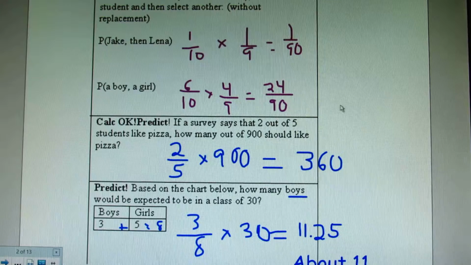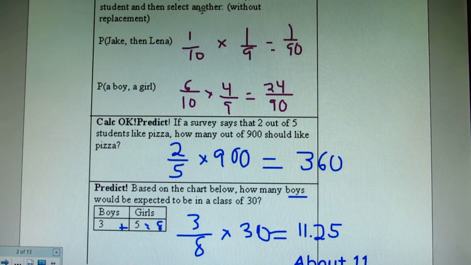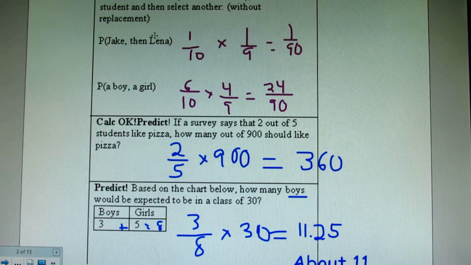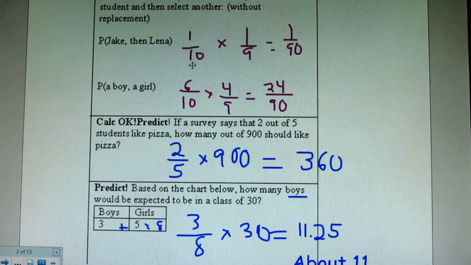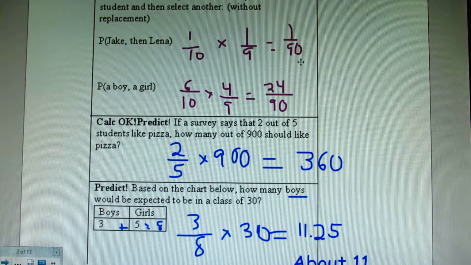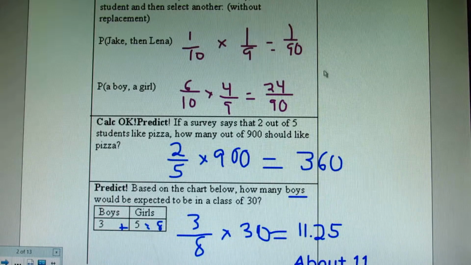The next question, based on our class with the 10 students in it, if I select a student and then select another without replacement, what is my probability of picking Jake and then Lena? Okay, Jake is only 1 out of the 10 students that I have. After I pick him, I can't pick him again. Now I only have 1 out of 9. 1 represents the Lena out of 9 students left to pick, which makes a probability of 1 out of 90.